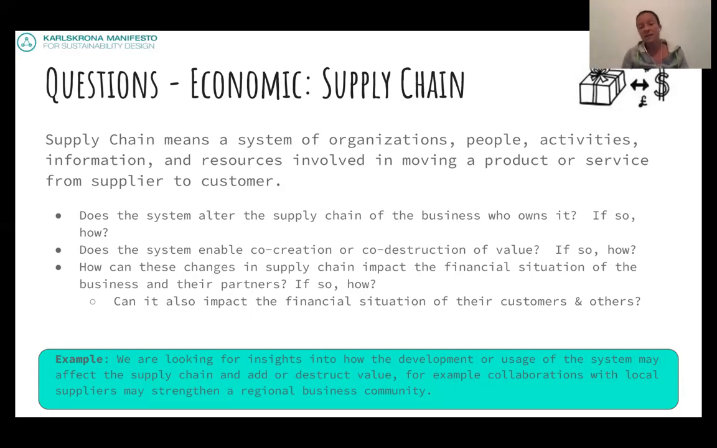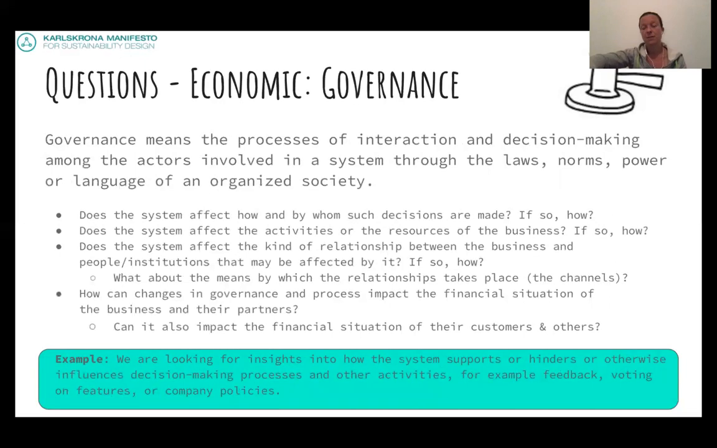So we look for insights into how the development or usage of the system may affect the supply chain and add or destruct value. For example, collaborations with local suppliers may strengthen a regional business community. Hit pause, and then we move to governance.